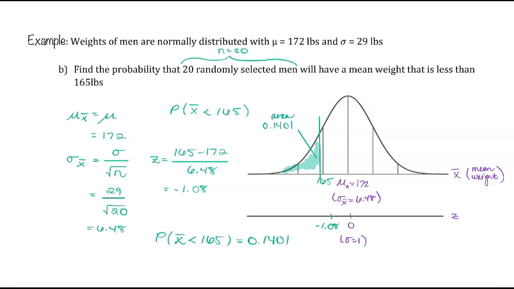It's one thing to find one man that weighs less than 165. It's an entirely different thing to find a group of 20 that have an average less than 165. Let's take a look at a different example.